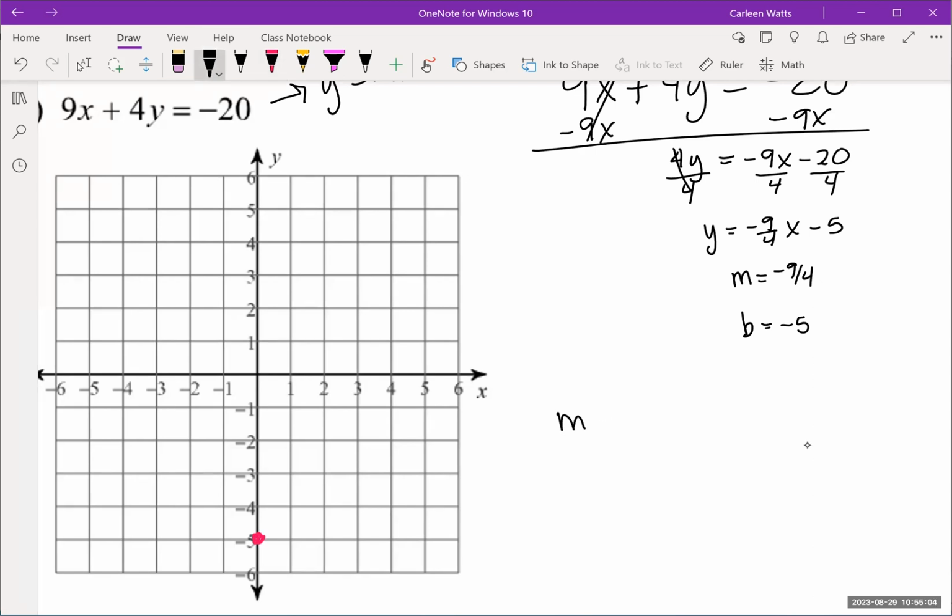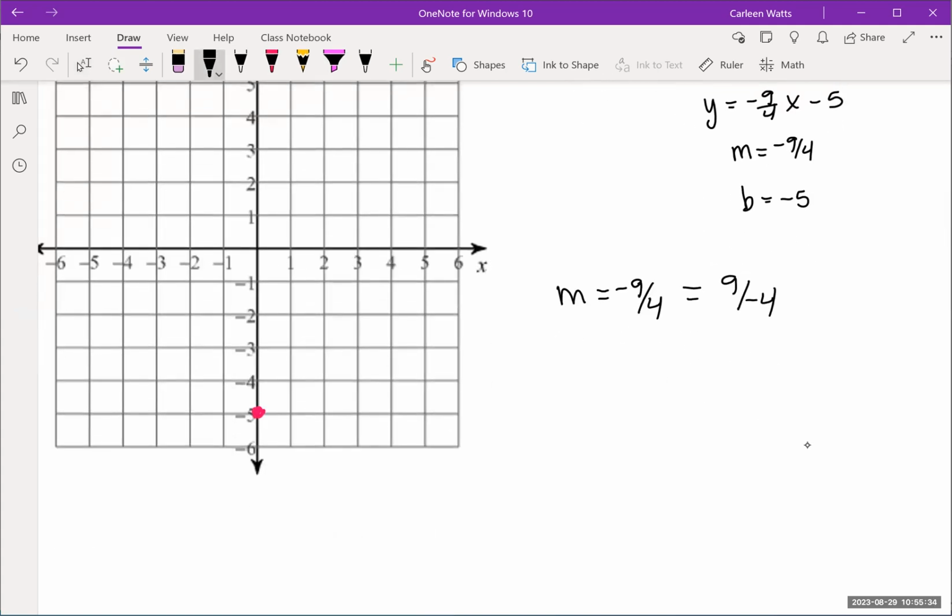Okay, so M is either -9/4 or 9/-4. Only one of these is going to fit on my graph. Which one of these is going to be able to go on the graph? Can I go down 9/4? Well, I could. Yeah, over here somewhere. So let's just make a sketch of where this would go. Yeah, can you see that it's down 9/4?